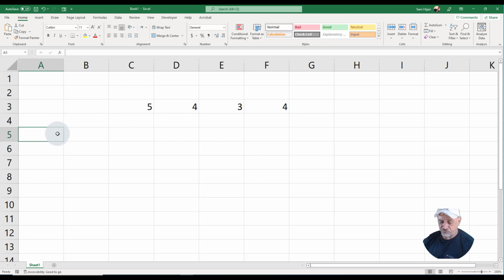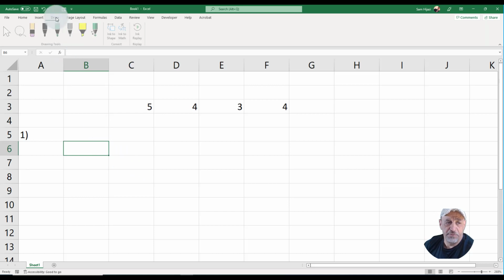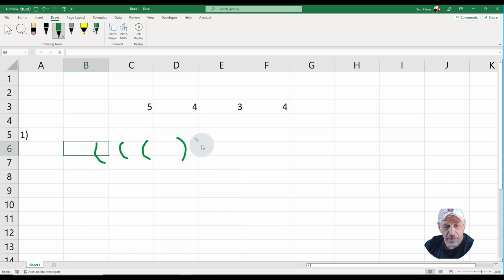The first thing in how Excel does its own calculation: the very first thing that you must look into is the innermost parentheses. The highest priority is the innermost parentheses. I'm going to be using the draw tool here, which I added to Excel. If you have three sets of parentheses, here we go. This third set is the innermost set, so this is where the calculation is going to start.